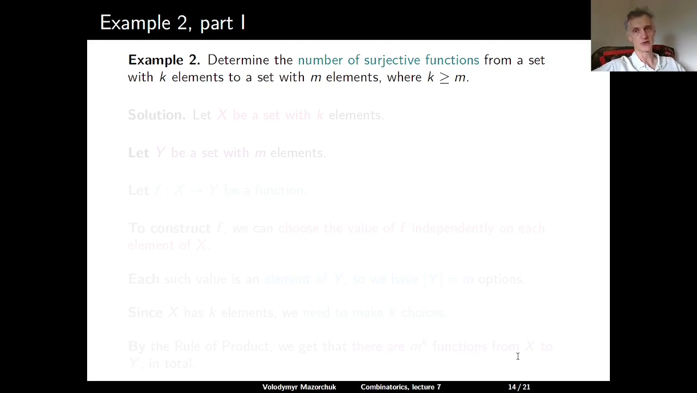Example 2. Determine the number of surjective functions from a set with k elements to a set with m elements, where we of course assume that k is greater than or equal to m, because otherwise the answer is 0. Solution. Let x be a set with k elements, and let y be a set with m elements.